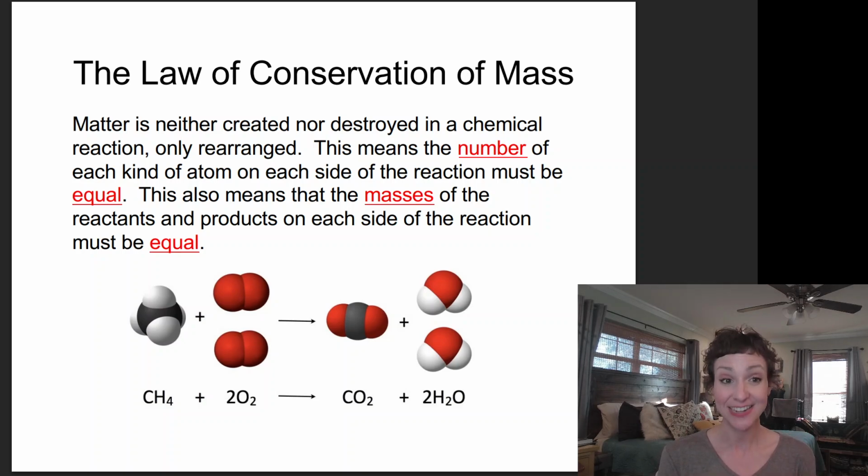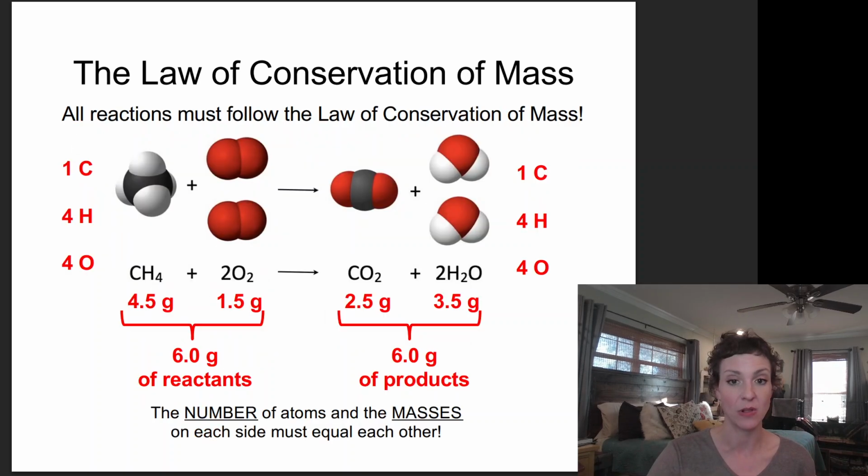So this means that the number of each kind of atom on each side of the reaction must be equal. And it also means that the masses of the reactants and the products on each side of the reaction also must be equal. So let's dive into that a little bit more. So the law of conservation of mass states kind of 2 things, that the number of things needs to be the same and the masses of things on both sides of the reaction need to be the same.